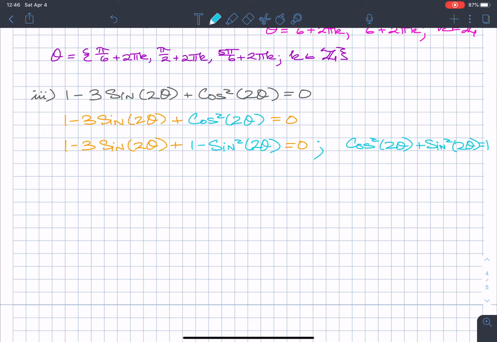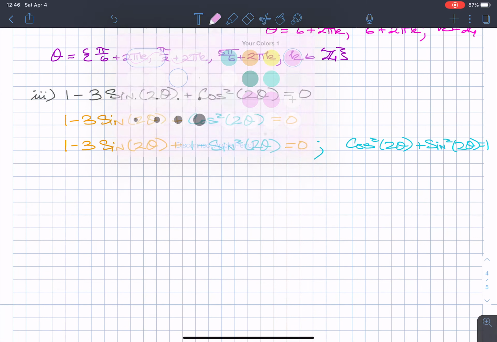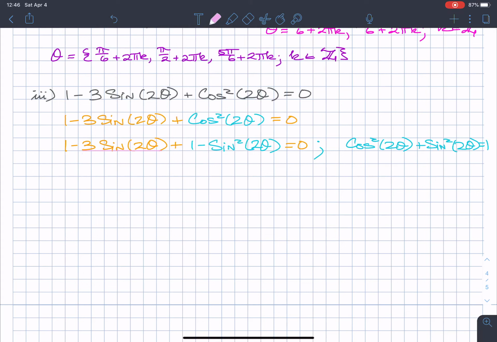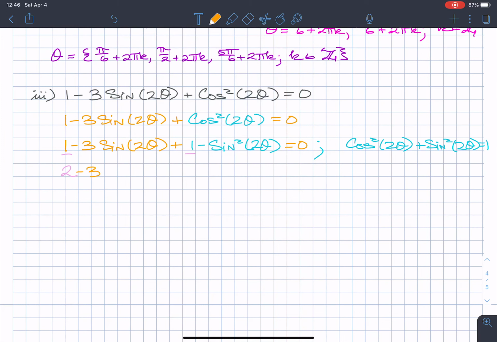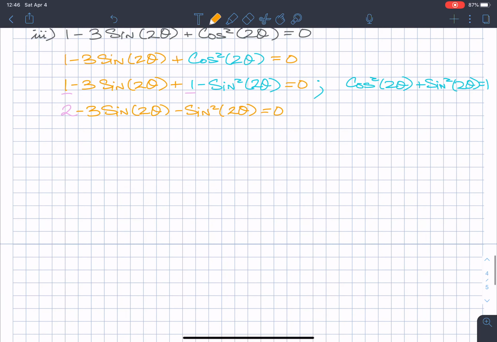Okay, so now I can combine like terms. So negative 3, oh wait, no, I have no like terms. The only one I have is 1 plus 1. Okay, so I have 2 minus 3 sine 2 theta minus sine squared 2 theta is equal to 0. So I'm going to move everything to the right-hand side. So I'll have 0 as positive sine squared 2 theta plus 3 sine 2 theta minus 2.